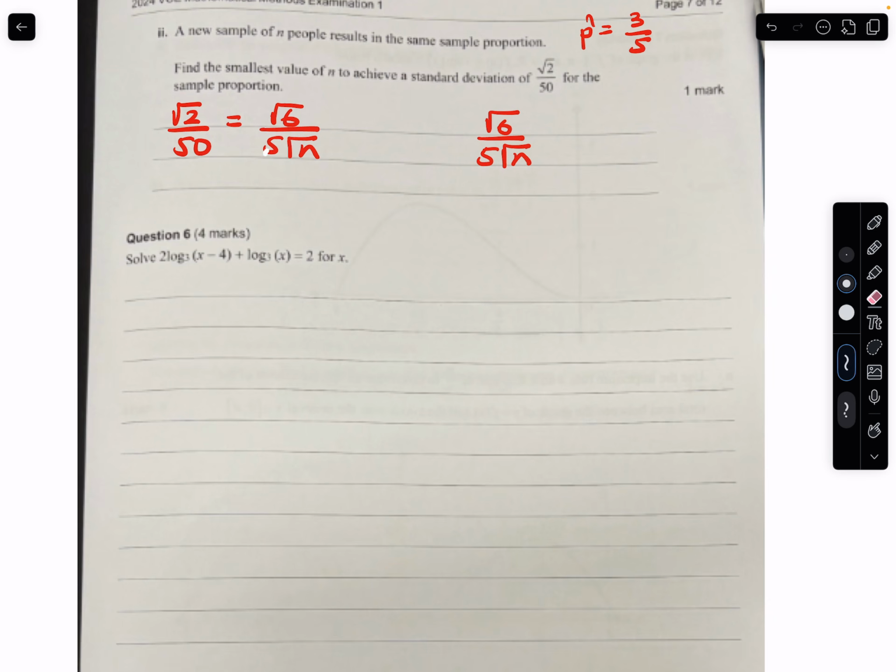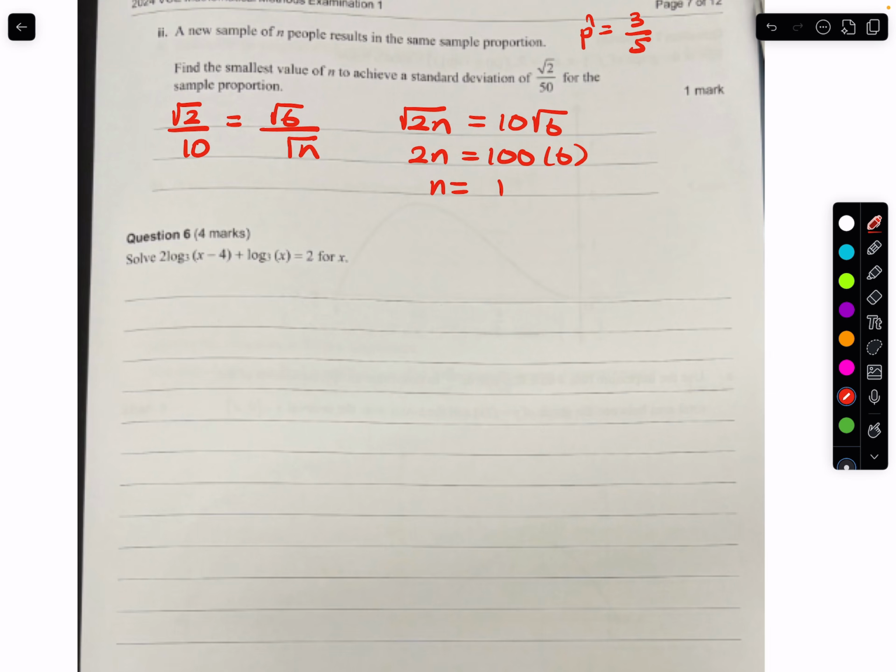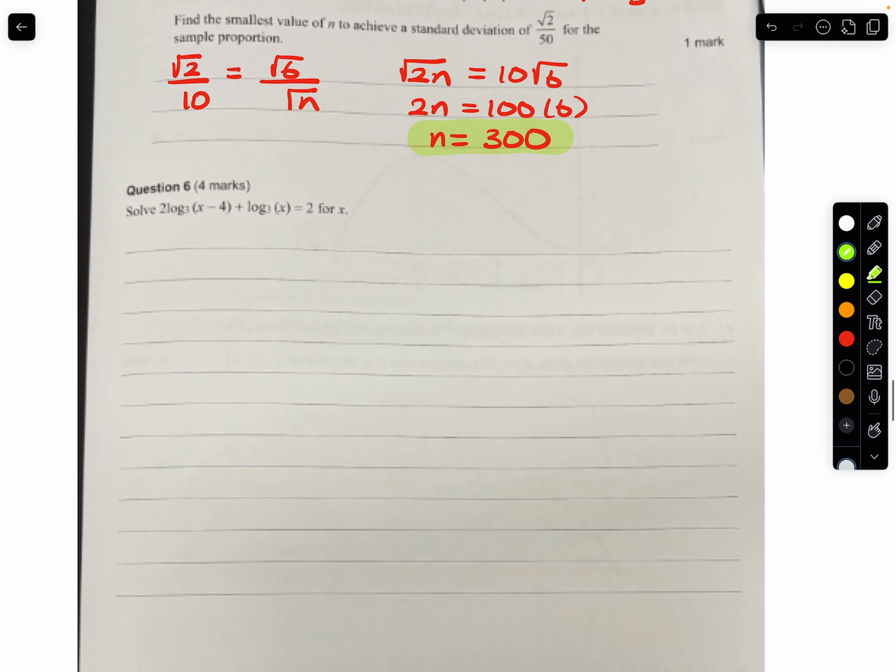What happens is 5 can go into that 10 times, so that simplifies to 10. And we can actually cross multiply here. That gives me root 2n equals 10 times root 6. So square both sides to get rid of the root, which is 100 times 6. Divide both sides by 2, which is 300 basically. That's your sample. Done. Your new sample is 300. Nice, not too bad. Next question.